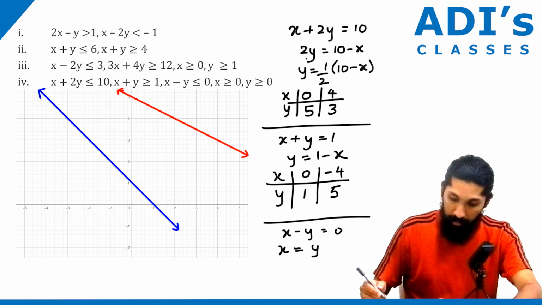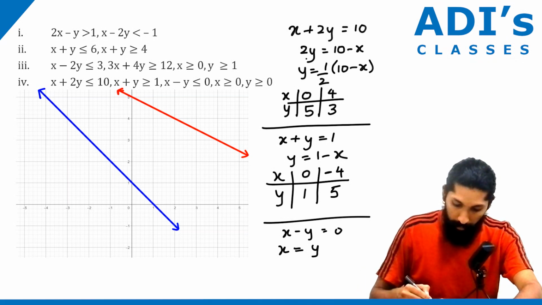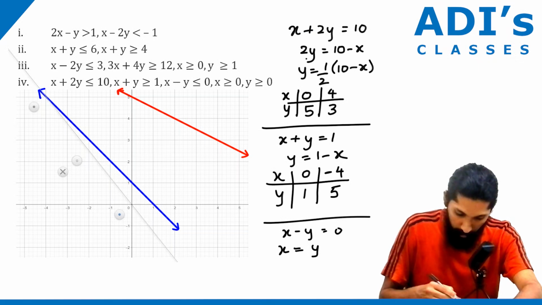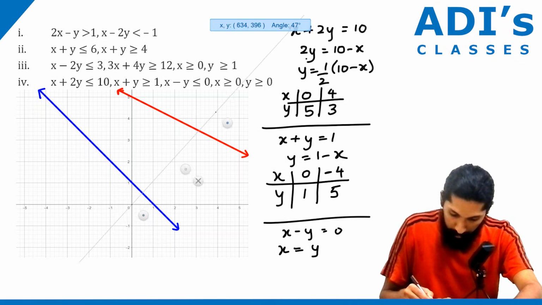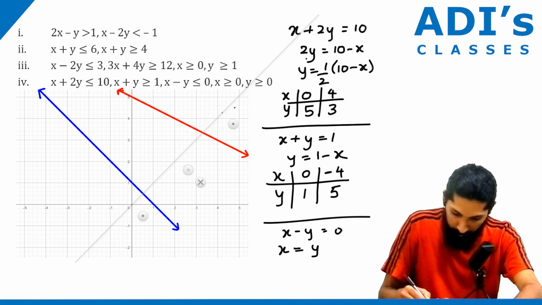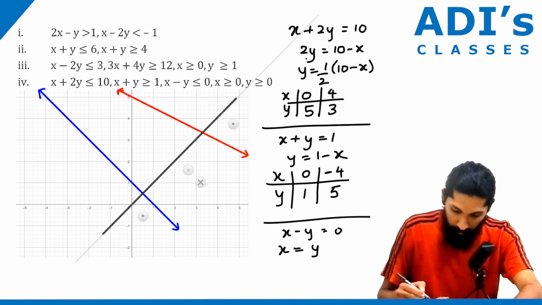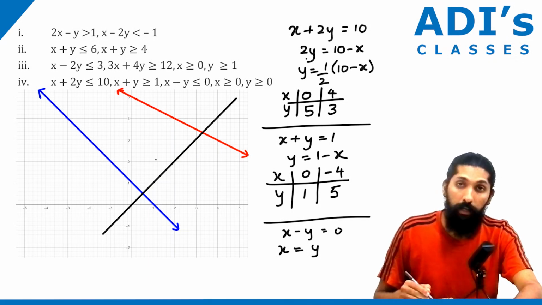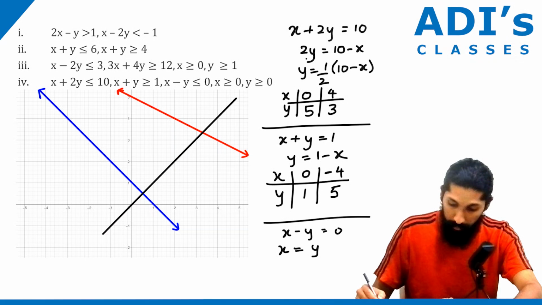The next one is what? x is equal to y. It's a 45-degree line, so from 0, 0 to any point like this. See, I told you it's a 45-degree line. Next, it's above the x-axis and above the y-axis, correct? Okay, now let's look into the region. Very carefully, we'll look into the region.